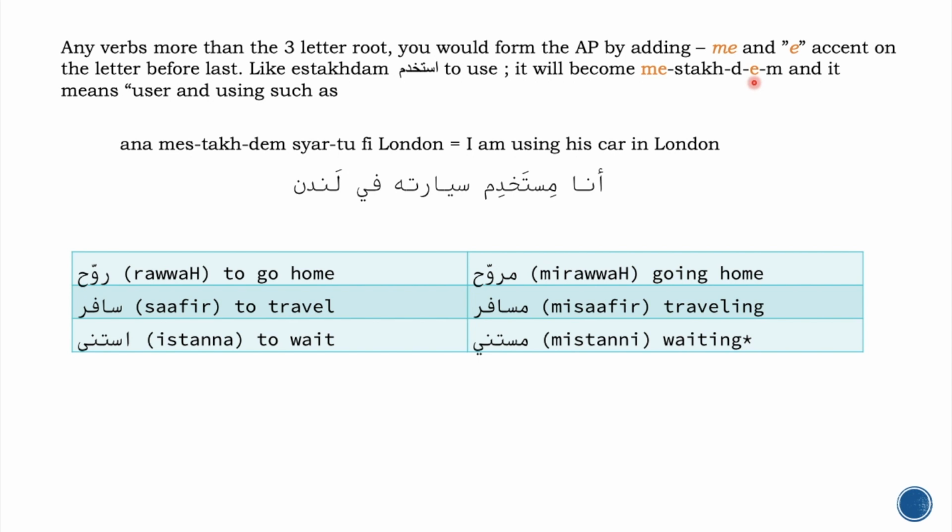مستخدم, which means user or using. So it could refer to the person, user, because the active participle is the ER form, but we use it to refer to an ongoing action. So for example here, أنا مستخدم سيارته في London. I'm using his car in London. So here we've got the verb روح, which means to go, and it becomes مروح. سافر, مسافر, and استنى becomes مستني.